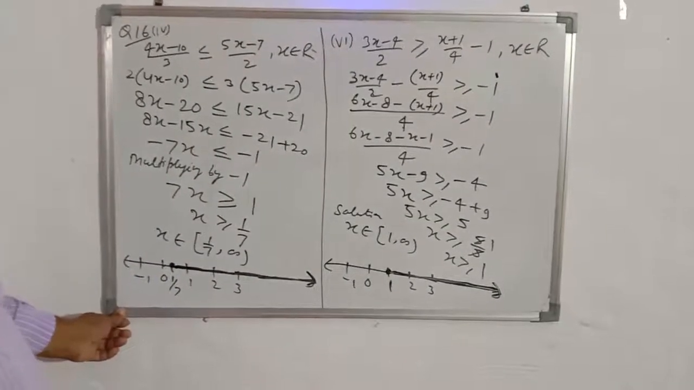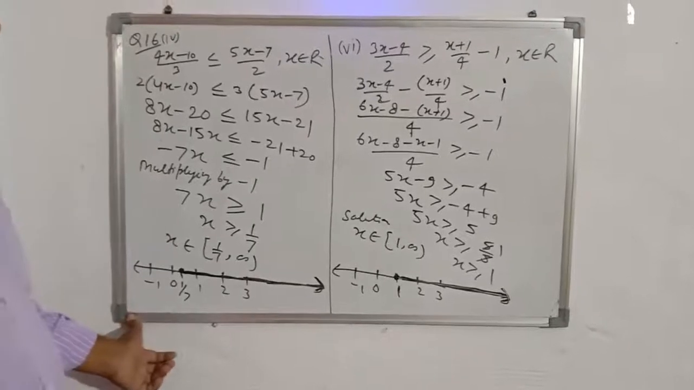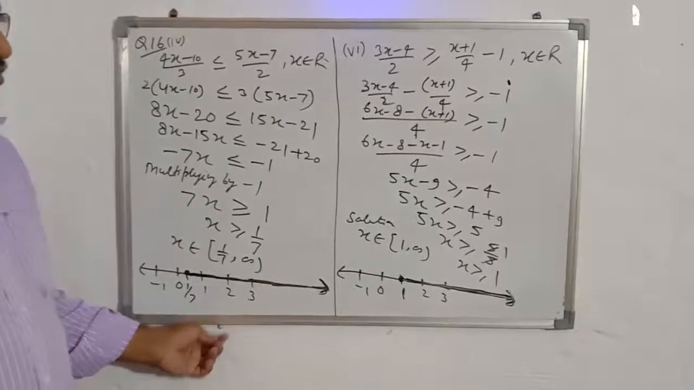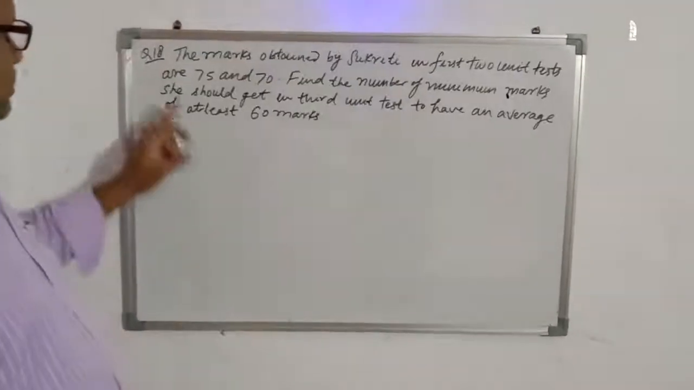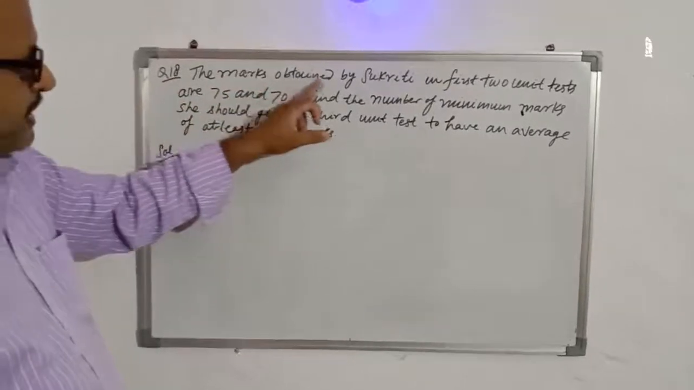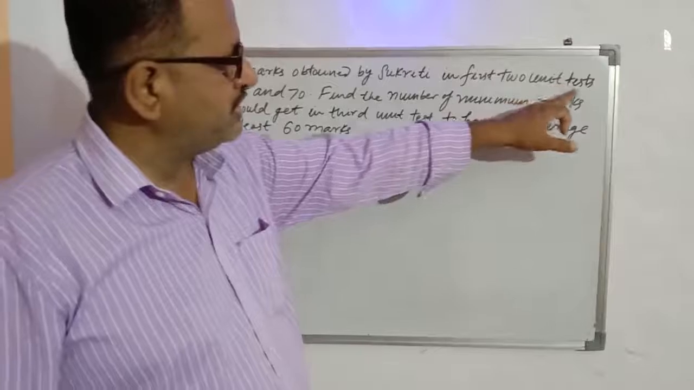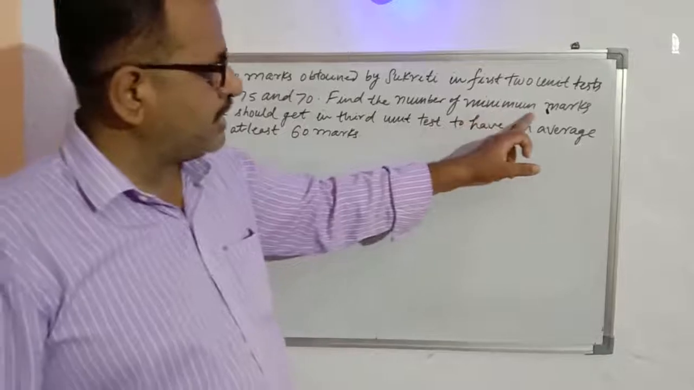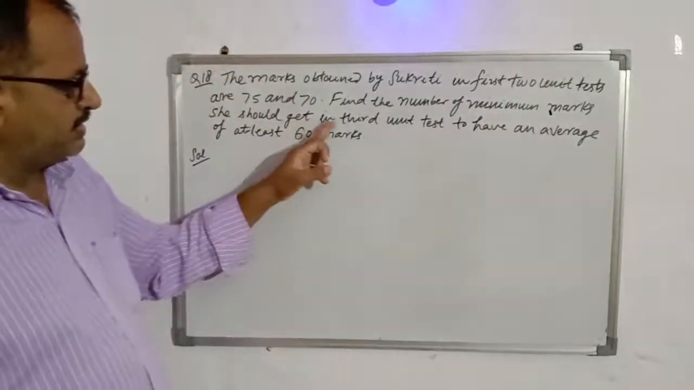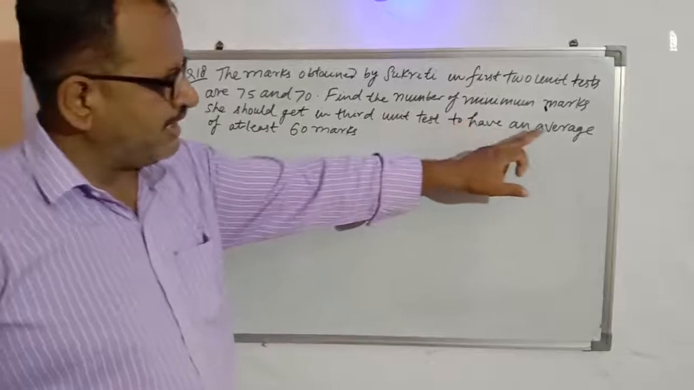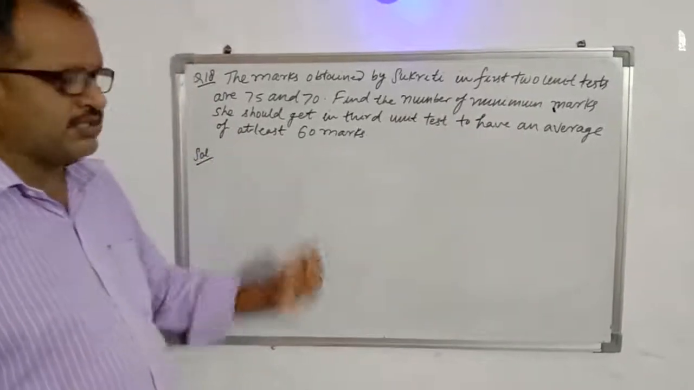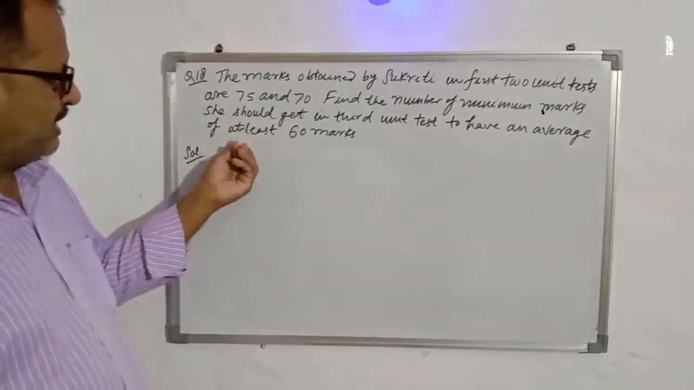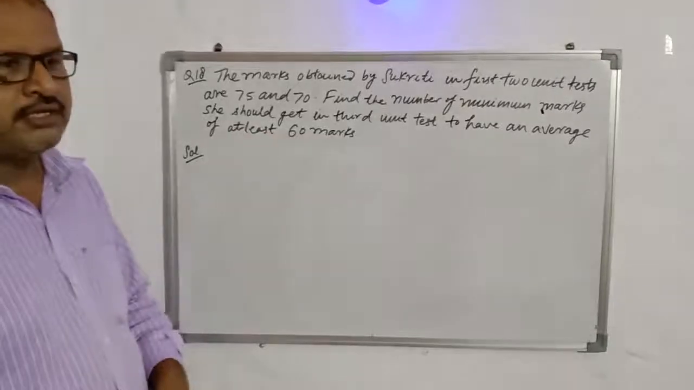Now we will take the last question, question number 18, and the remaining questions you have to do yourself of this exercise 7.1. See question number 18. The marks obtained by Sukriti in first 2 unit tests are 75 and 70. Find the minimum marks she should get in the third unit test to have an average of at least 60 marks.